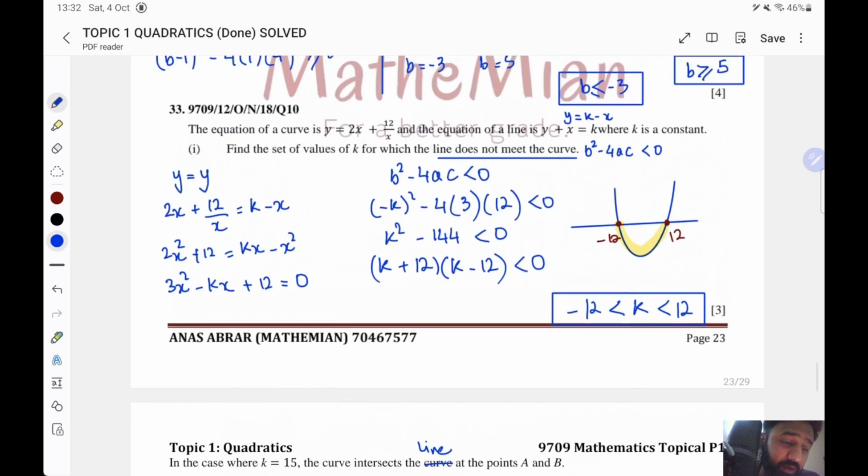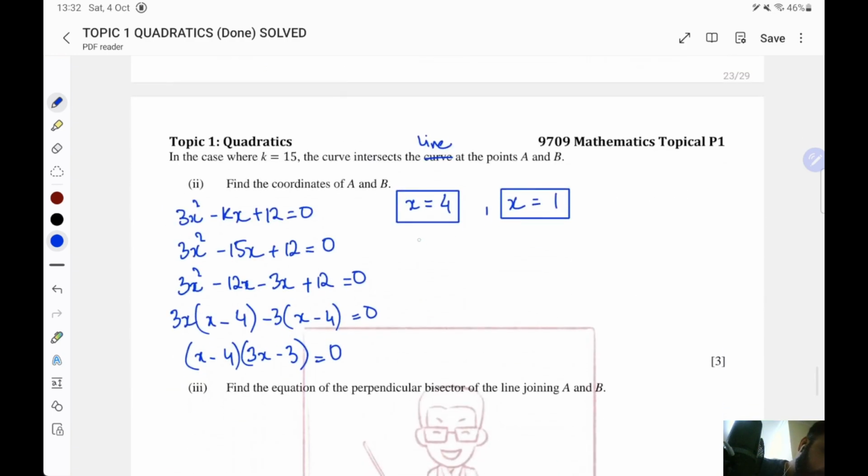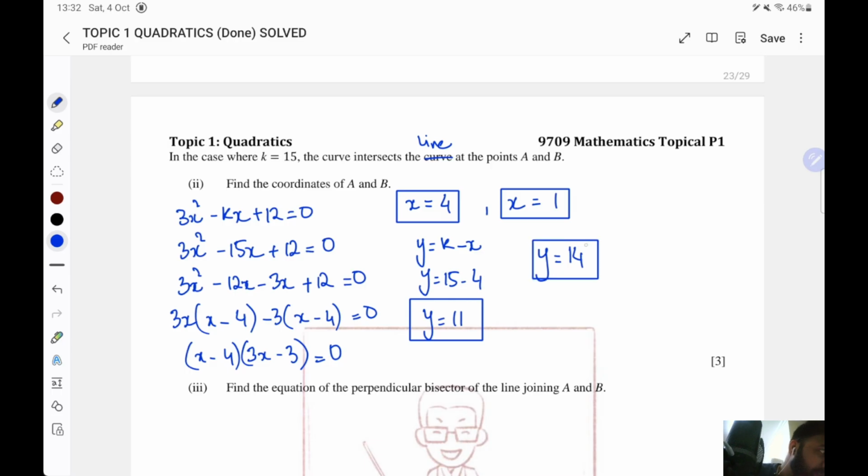We can substitute it in any of the above equations, which is y equals k minus x. The value of k is 15 minus 4, which is 11, and similarly y will be equal to 15 minus 1, which is 14. So the two coordinates that you are going to have are 4 comma 11 and 1 comma 14.